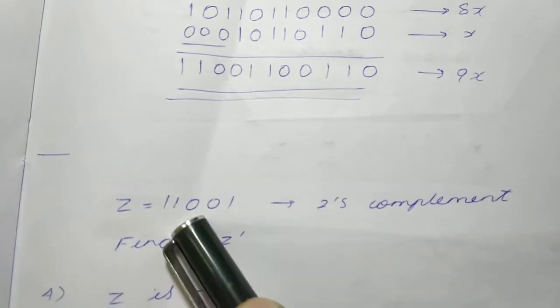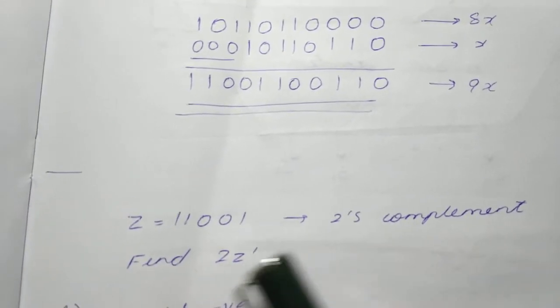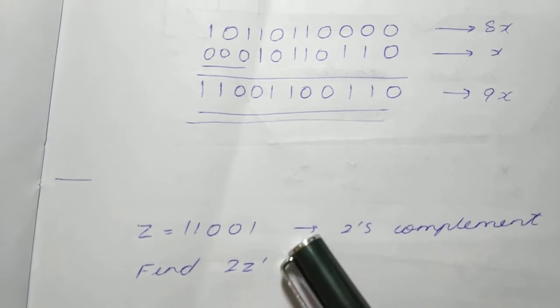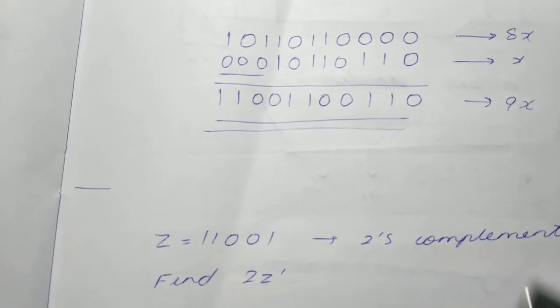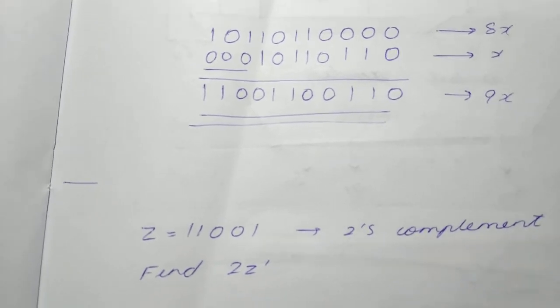Z is a 2's complement number. It's a negative number. So we need to find 2Z. How do you find 2Z? Try this question and then we can discuss the solution.